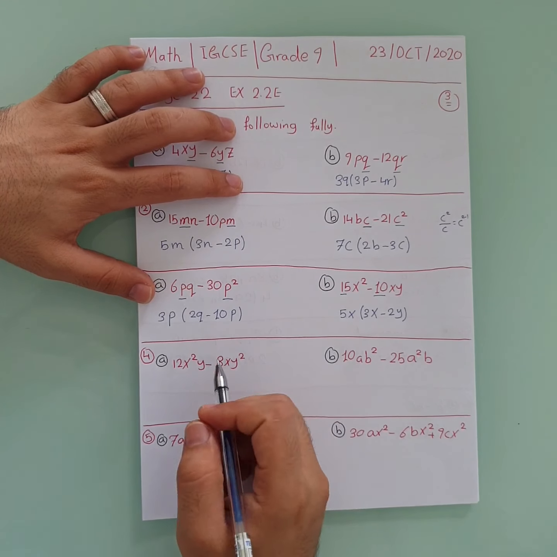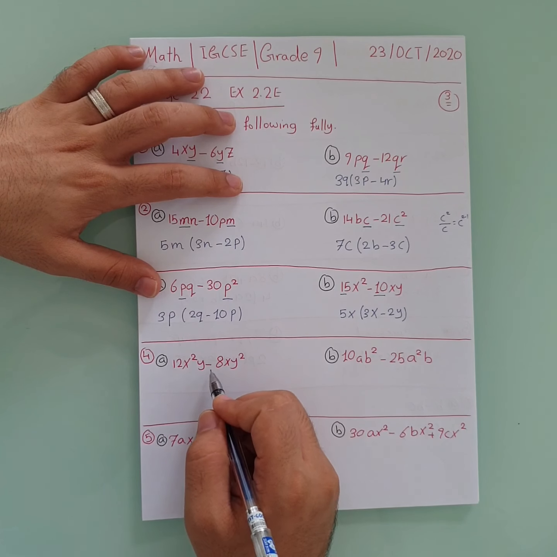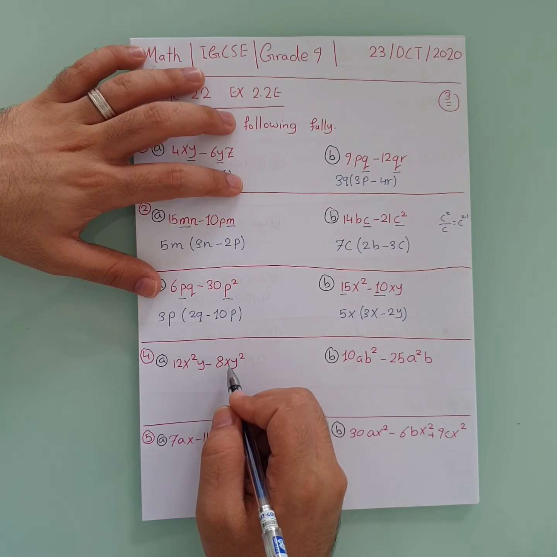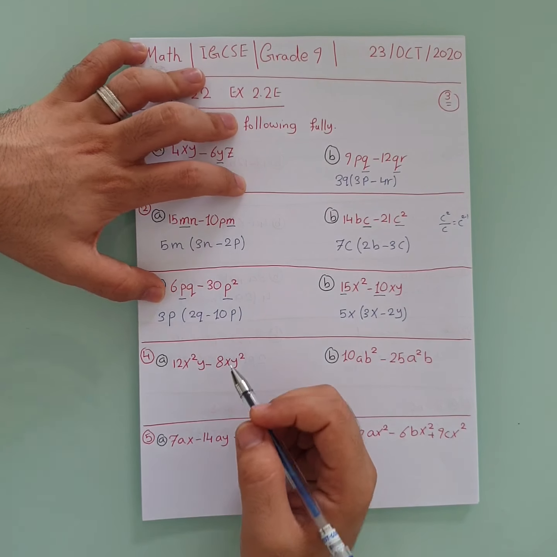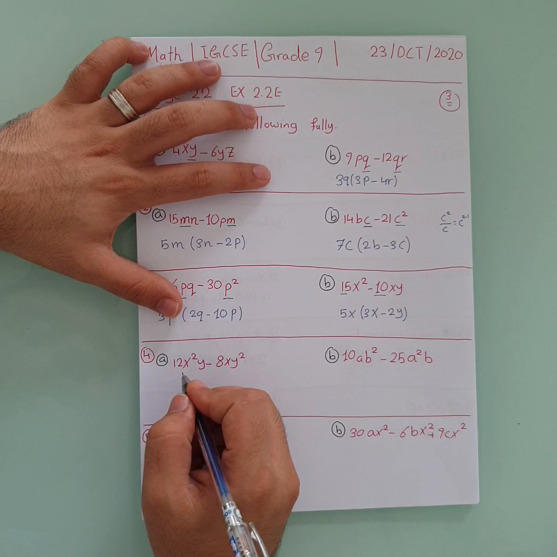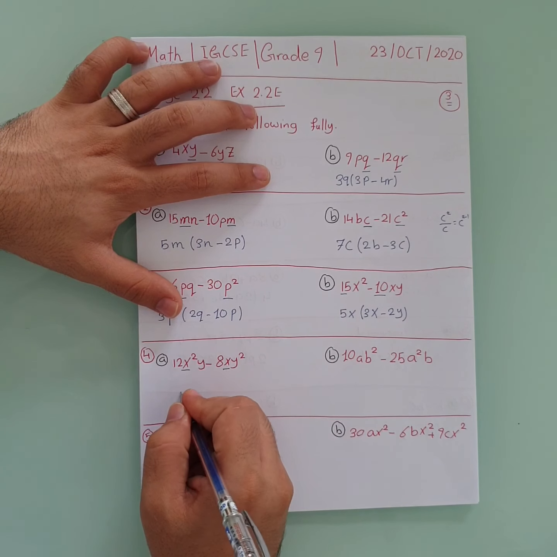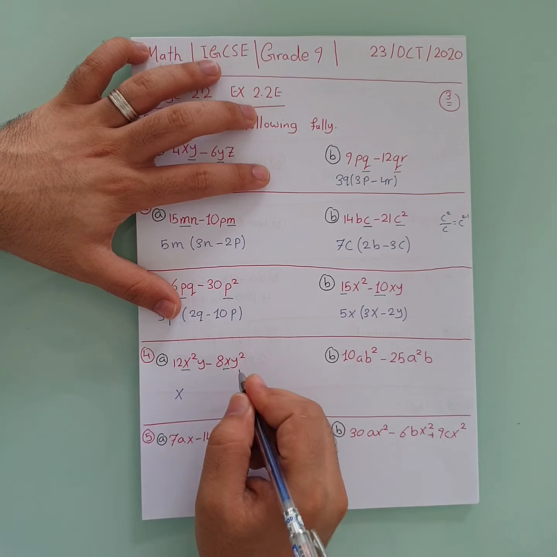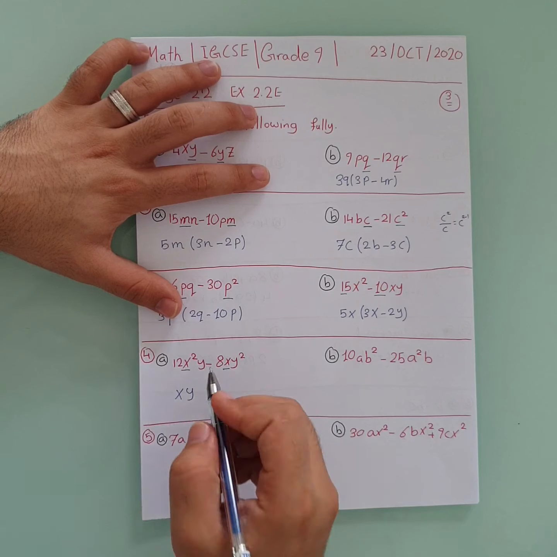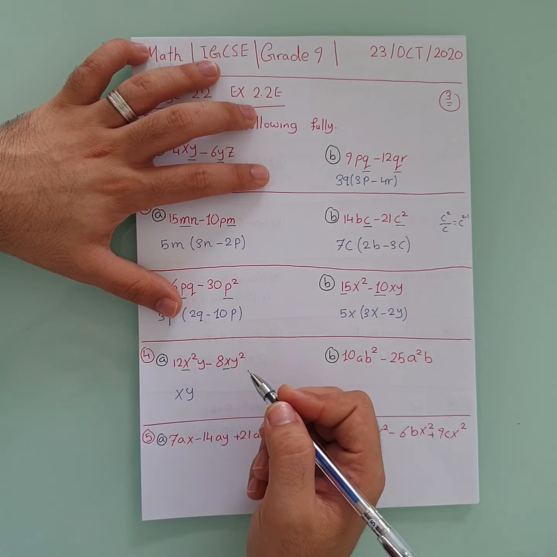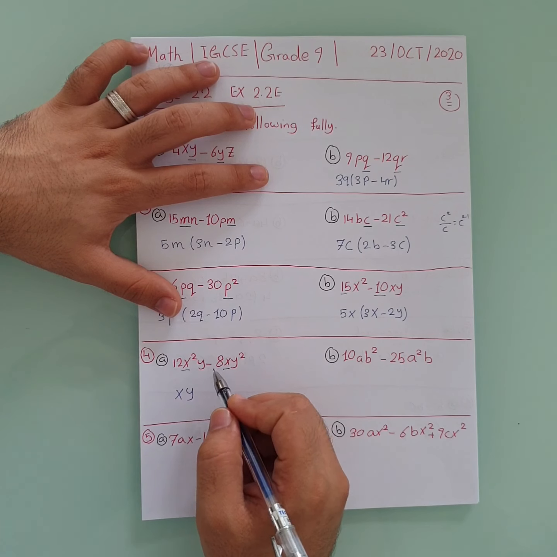Now let's go for question 4a. We have 12x to the power of 2y minus 8xy to the power of 2. I want you to concentrate on this question. X exists here and exists here, and the lower one is x to the power of 1. I'll write it x. Y exists here and here as well, so I'll take the lower one, which is y to the power of 1. 12 and 8, there is a common factor between them, right? Let's check what could be the common factor here.